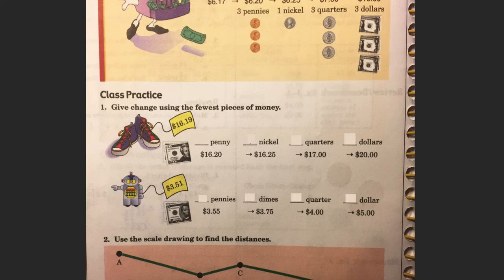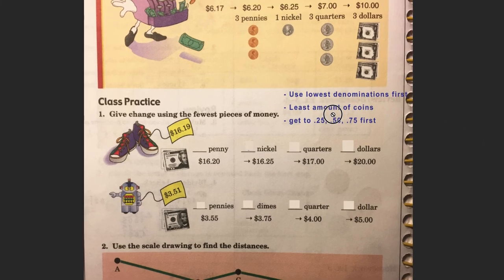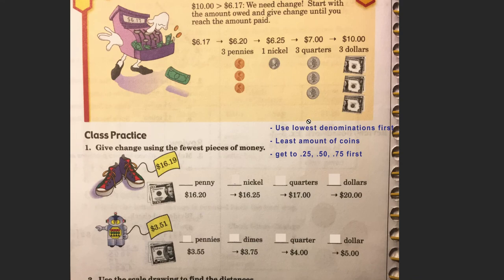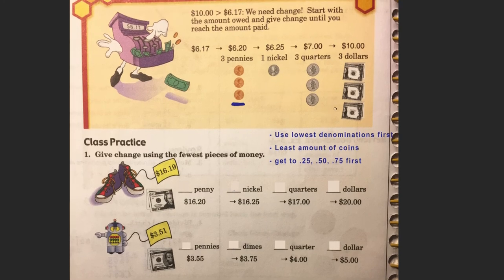So there are some things to keep in mind. You always want to use the lowest denominations first. So in this example here, see how the cashier gave the customer 3 pennies before, right? She didn't start by giving him $3 for the change. And same thing here, she gave the nickel before she gave the quarters. So you want to start with the lowest denominations first.